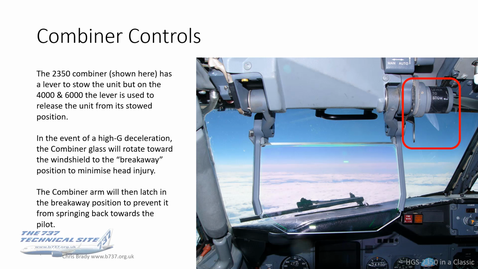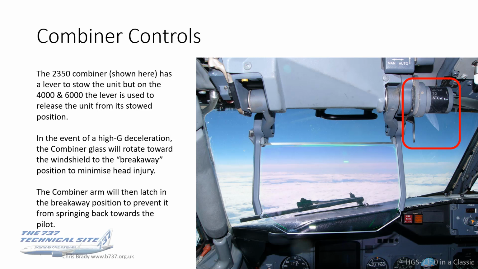Controls. This again is the old 2350. You've got a lever there to stow the unit. Slightly different use of it on the 4000 and 6000, where it's used to release the unit from the stow position. Now you can see that that's potentially quite an impact hazard. This whole unit has been thought out, and in the event of a high G deceleration, that combiner glass will rotate forward toward the windshield to what's known as the breakaway position to minimize head injury. Well, hopefully not cause any head injury at all.